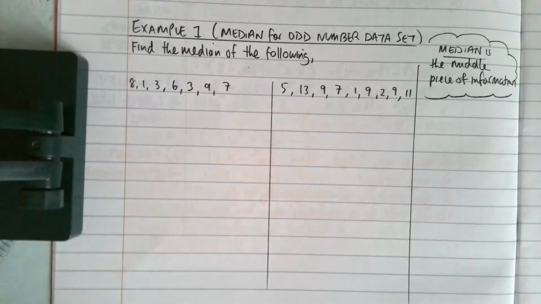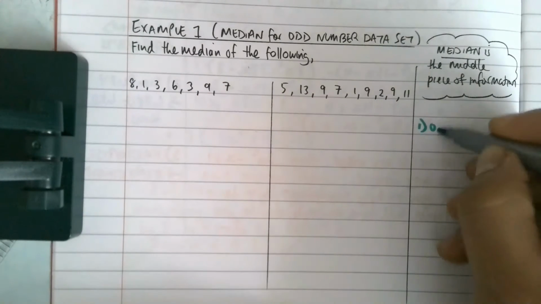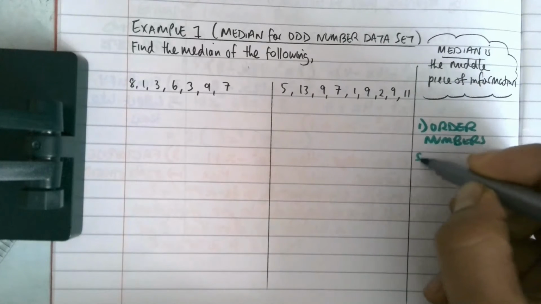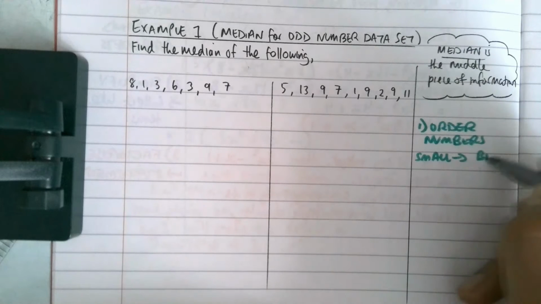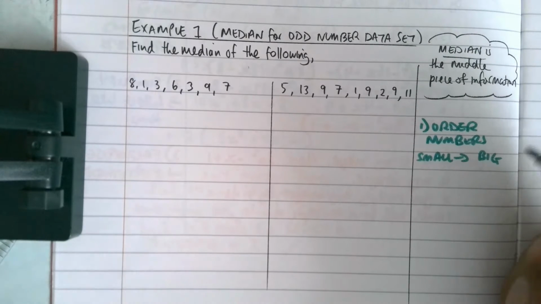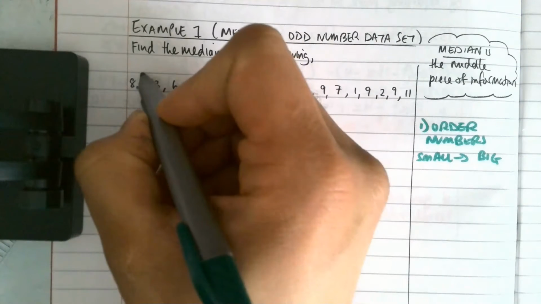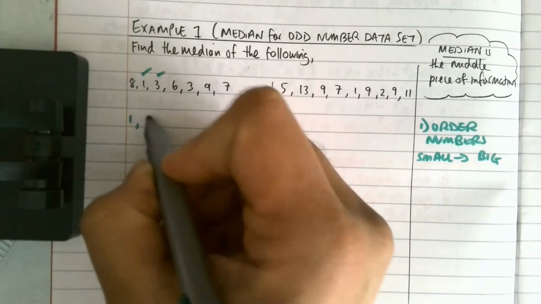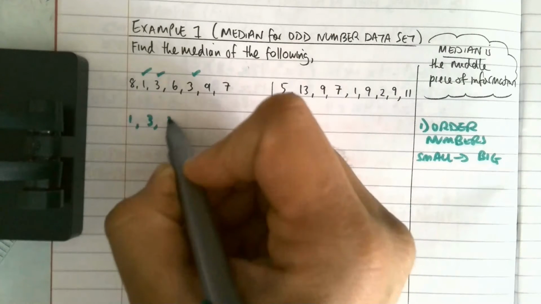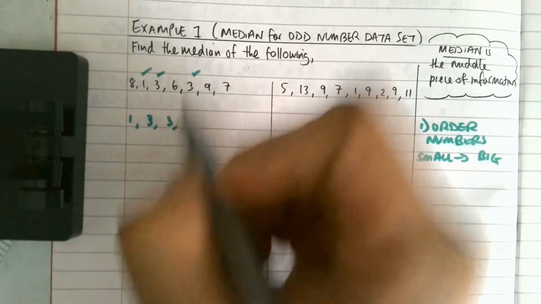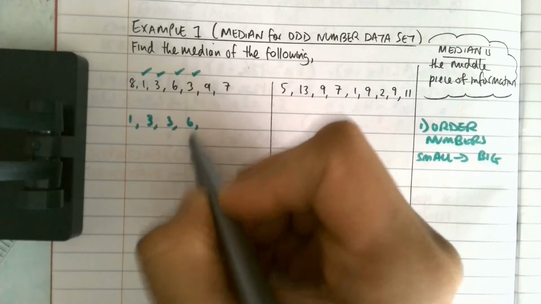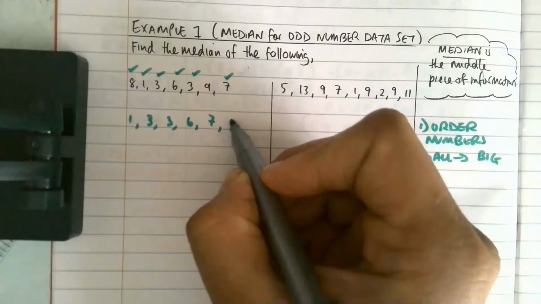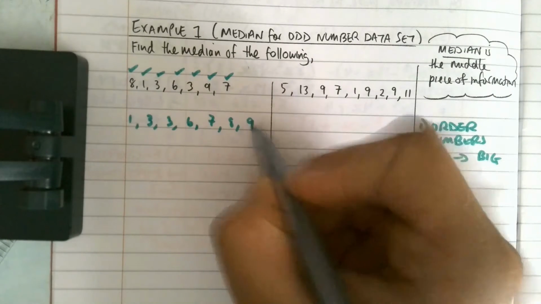So in our first data set on the left, we're going to start by ordering the numbers from smallest to biggest, but you can order them from biggest to smallest also, as long as they've been ordered. And the easiest way is from smallest to biggest. So I'm just going to tick the numbers off as I'm writing them down. If I make a mistake, I can always use another method of dotting underneath or crossing them off. I haven't committed myself to crossing anything off, just in case I make a mistake. So when I order them, I get 1, 3, 3, 6, then 7, 8, and 9. So I've ordered them from smallest to biggest.